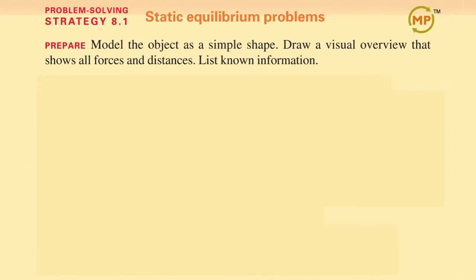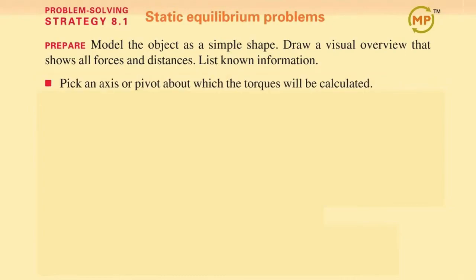You draw a visual overview that shows all the forces. And for torque, we need to know the distances from the pivot point. You remember that torque is the radius from the pivot point, so the distance from the pivot point, times the perpendicular force at that point. So we need to know in these pictures now what these distances are. And so then you write down, just like you would in any problem solving, all the things that you know, right? What's given in the problem.